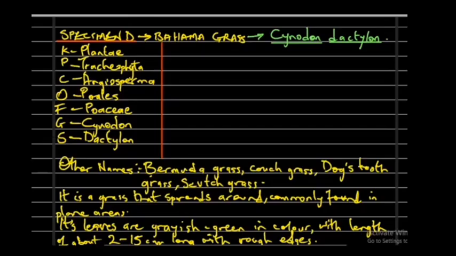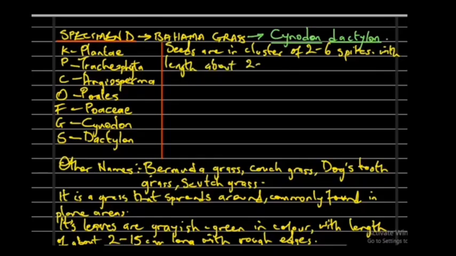It is also noticed that its seeds are clustered. Seeds of the Bahama grass are in clusters of 2 to 6 spikes. Now, each of the spikes is about 2 to 5 centimeters long. Yes, that is how long we have this grass.